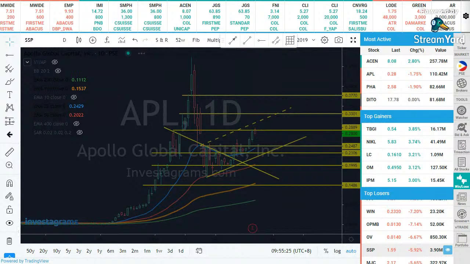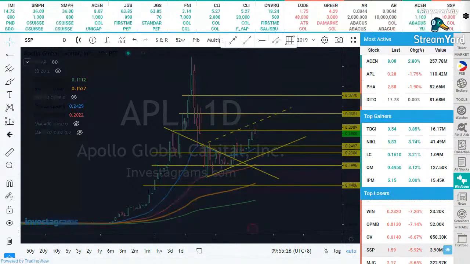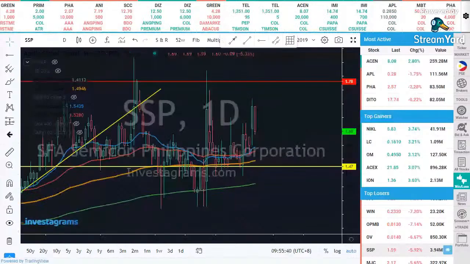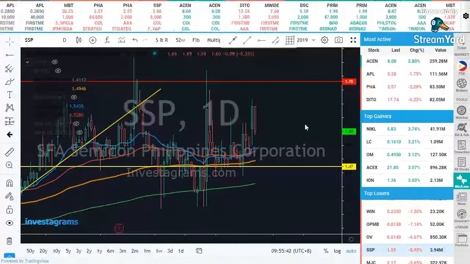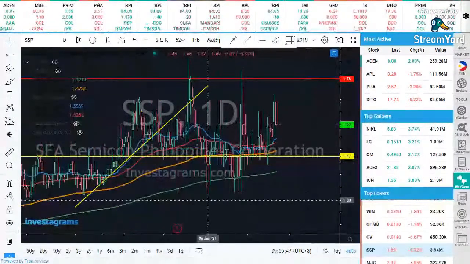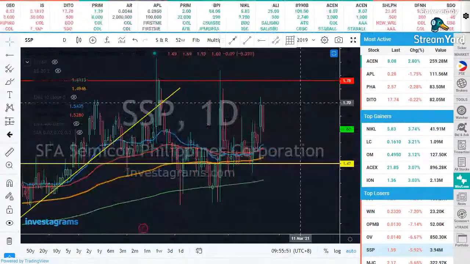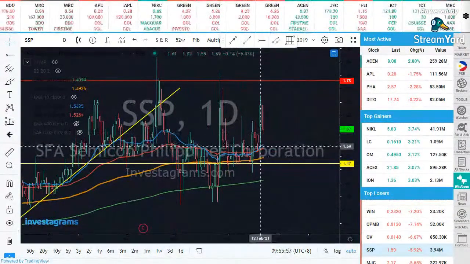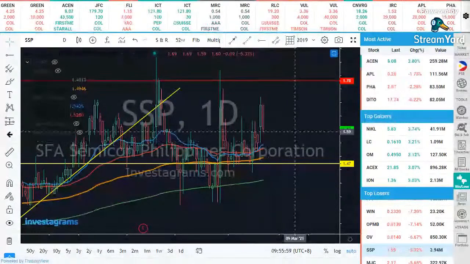So this is the one we discussed already, CSI, CLI. SSP is going on a pullback. So we need to see the next price movement of SSP. Okay, don't be aggressive now. It's very far from the MA 20 below line. Wait if there is a retracement on this area for SSP.